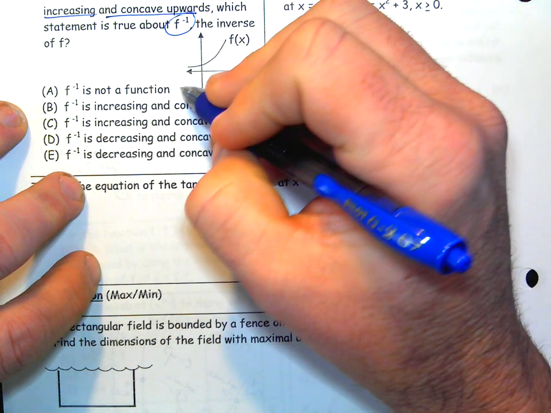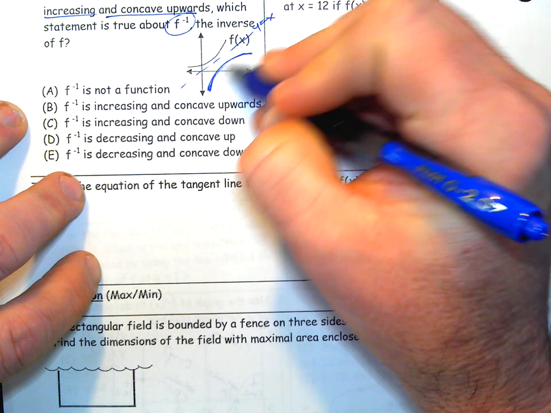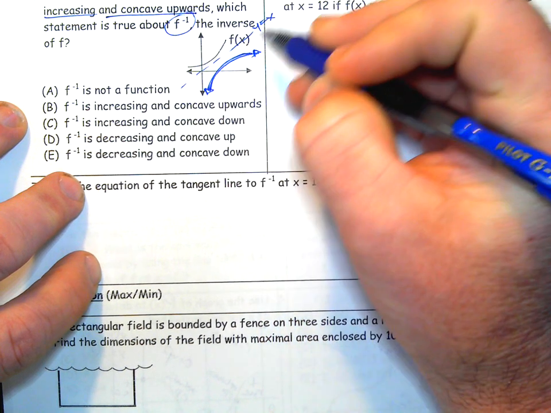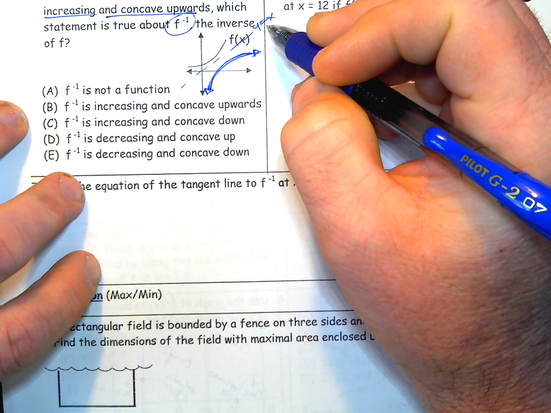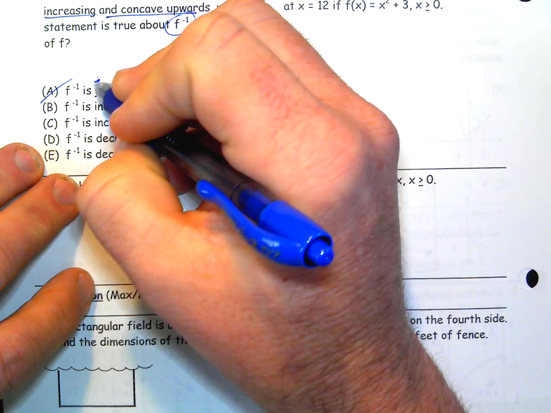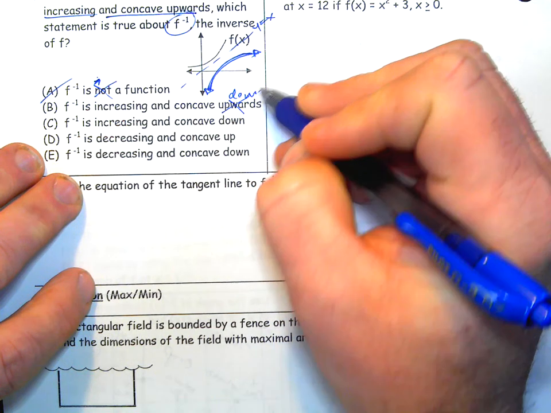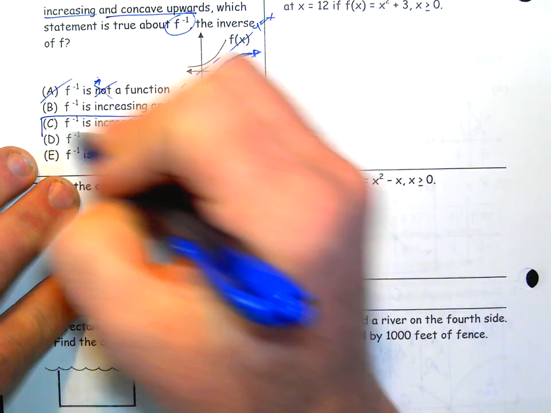Well, let's sketch it. That might make it a lot easier. So it's going to be going up everywhere, but concave down. It is a function. Okay. It is increasing and concave down. So I think that's your answer. It is decreasing.